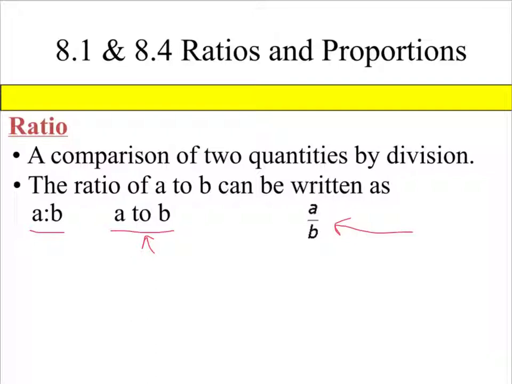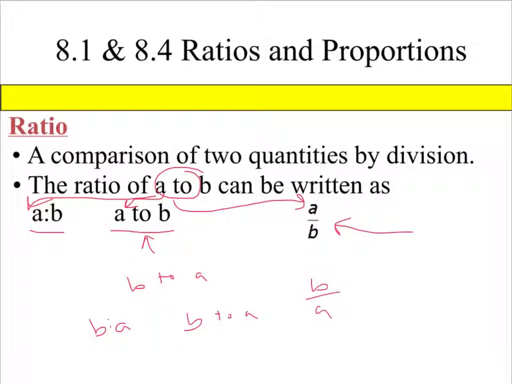Notice the entire time, when I am writing the ratio of A to B, A is always coming first. So if I'm writing a ratio of A to B, A has to come first. If I was writing a ratio of B to A, it would all be opposite. It would be B colon A, B to A, and B over A. It all depends on what quantity you want to be talking about. Whatever comes first needs to be written first.